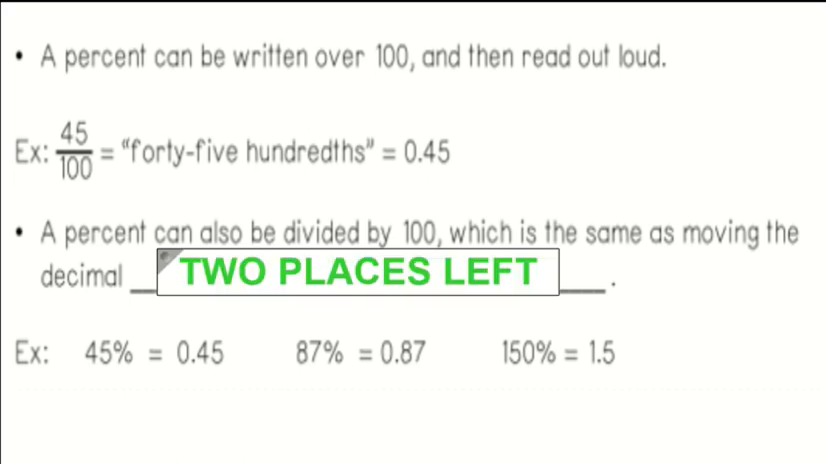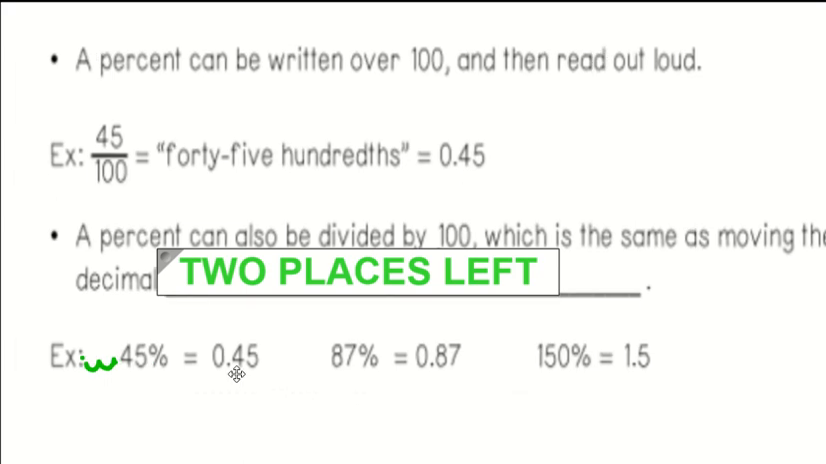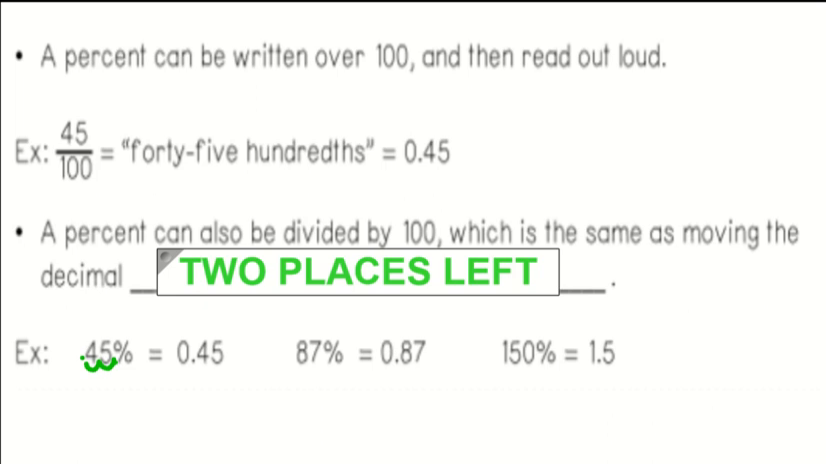If you divide by 100, basically what you're doing is you're moving the decimal 2 places to the left. So if I have 45%, there's a decimal after the 45, right? So I would move the decimal 2 places to the left. Decimal goes in front of the 45. We got 0.45. Same idea, 87%. Move the decimal 2 spots. We got 0.87.